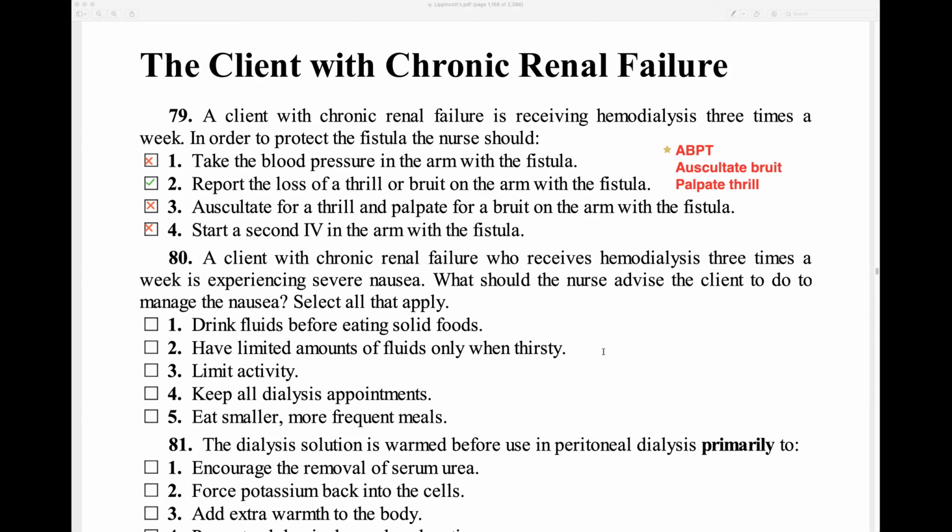Next question. We're going to do 80. This is a select all that apply. A client with chronic renal failure who receives hemodialysis 3 times a week. Remember, patients on hemodialysis usually get dialysis like Monday, Wednesday, Friday, or Tuesday, Thursday, Saturday. Sometimes you're going to find patients that only do it twice a week, but that's not very common. So a client with chronic renal failure who receives hemodialysis 3 times a week is experiencing severe nausea. What should the nurse advise the client to do to manage the nausea? Select all that apply.